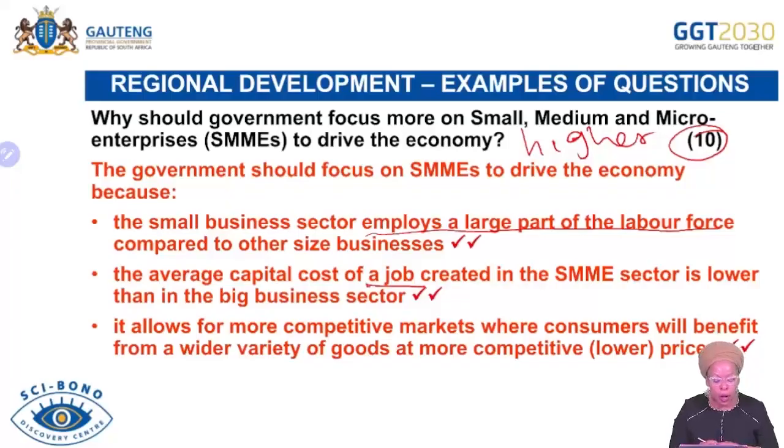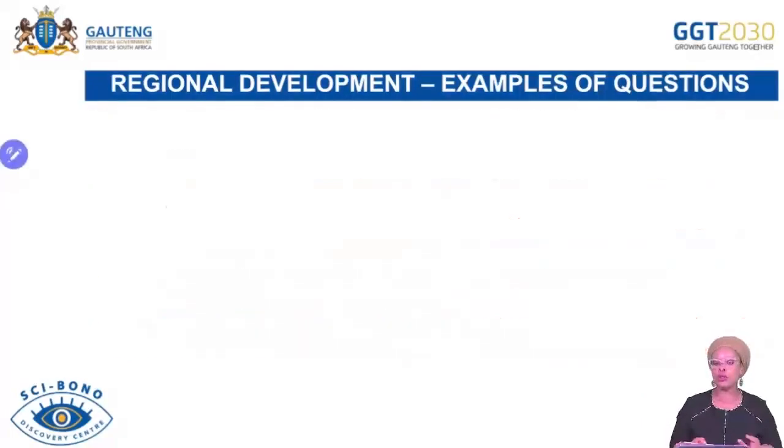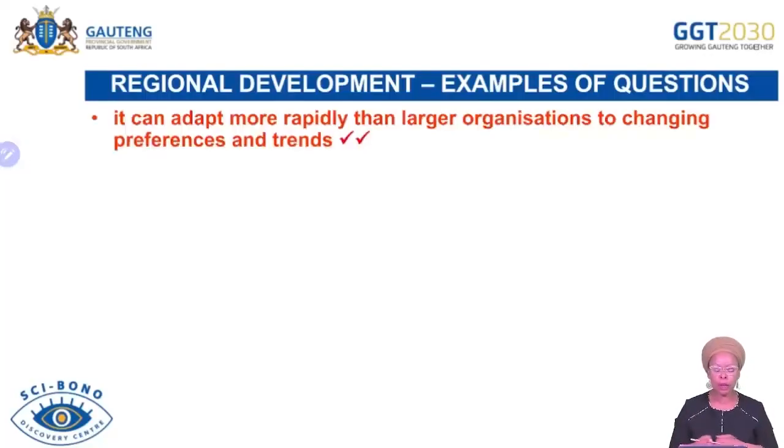Small, medium, and micro enterprises allow for more competitive markets where consumers will benefit from a wider variety of goods. There will be more choice for consumers and at lower prices. Remember, the more small, micro, and medium businesses we have, the more supply, the lower the price, the more variety of goods, and the more choice we have as consumers. Then the government should focus on small, medium, and micro businesses.